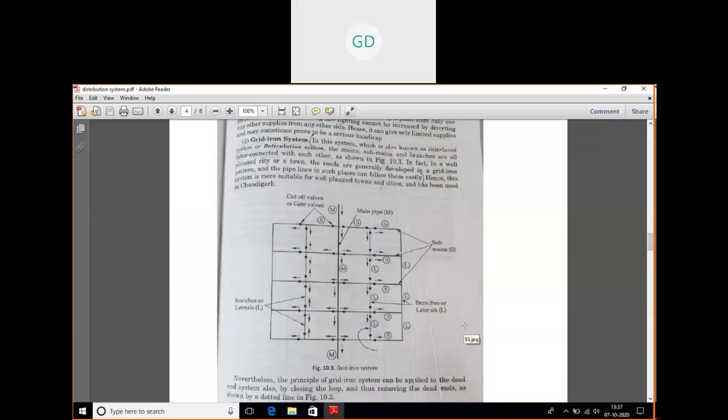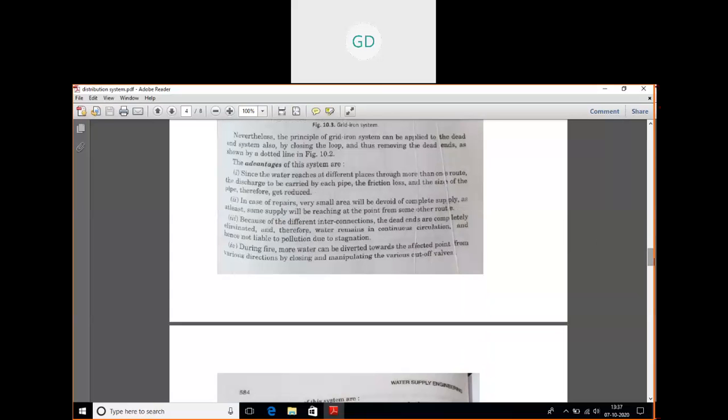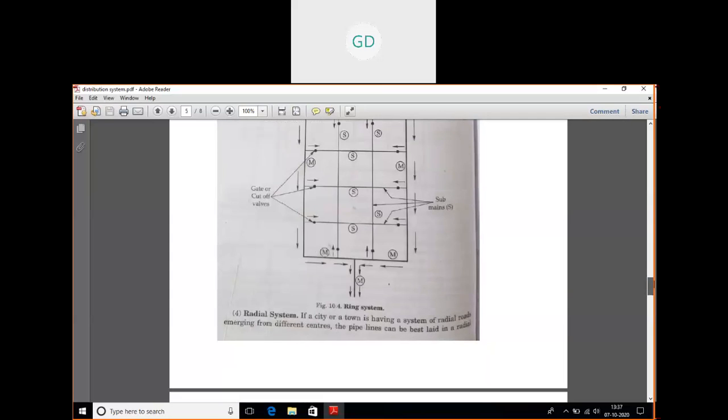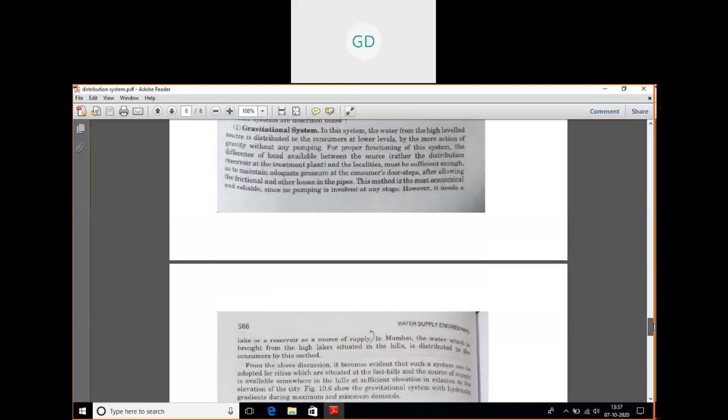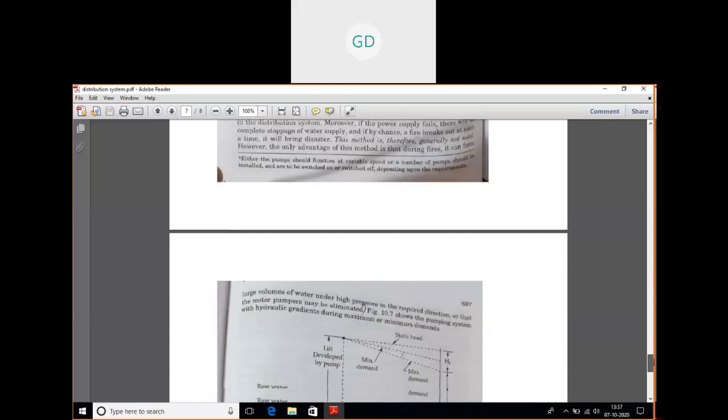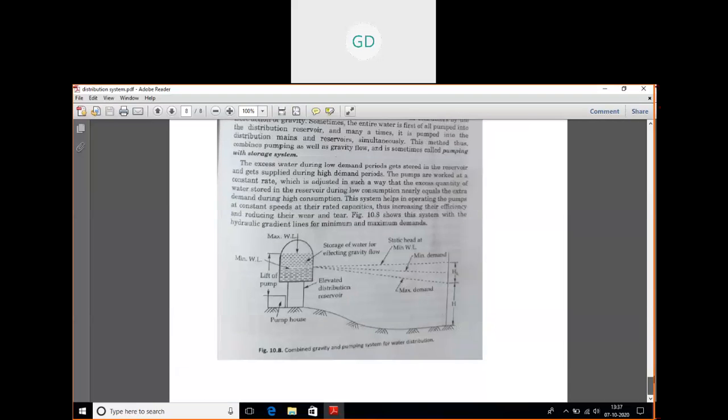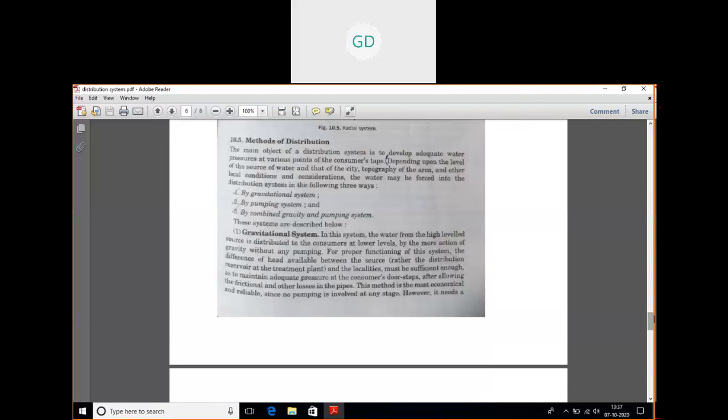Diagram is important, and then you need to write it down in brief, along with the advantages and disadvantages if it is asked. Then next is the methods of distribution also. The diagram is important, these three diagrams, and then you write down in short, in a brief manner, in your copy.